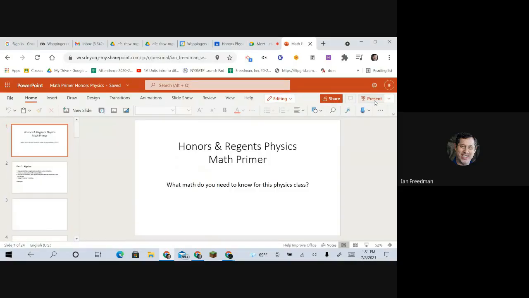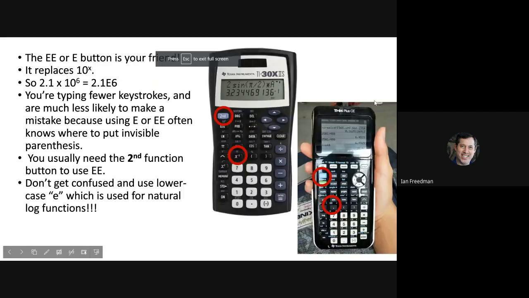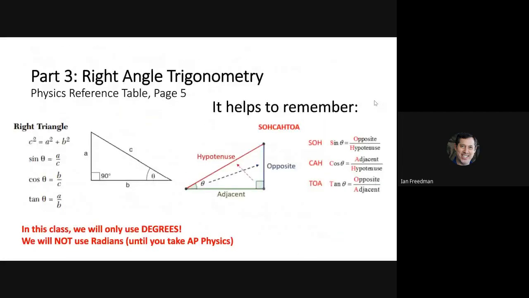I'm going to skip ahead to the third slide, the third part of it. In this part, we are going to be looking at right angle trigonometry. You'll see this picture on reference table, page 5, everything on the left side of this page. Your right angle, A, B, and C, we know Pythagorean theorem, A squared plus B squared equals C squared.